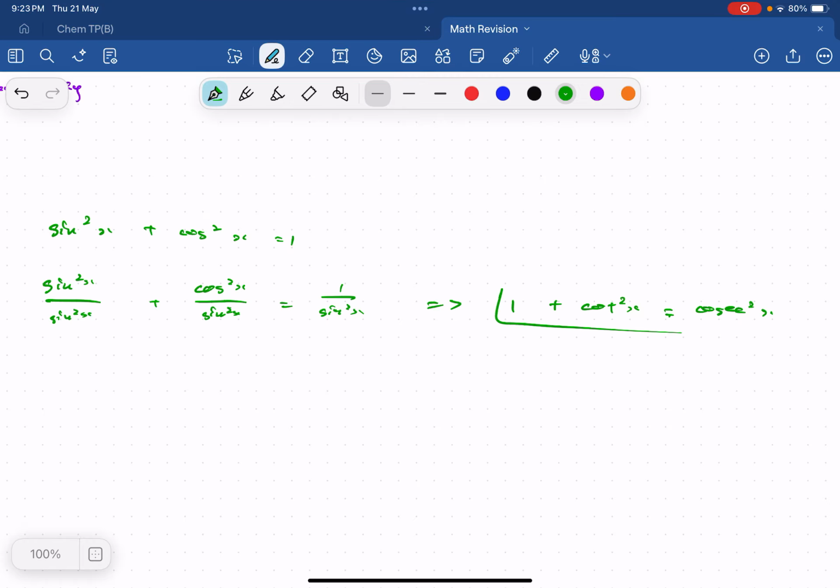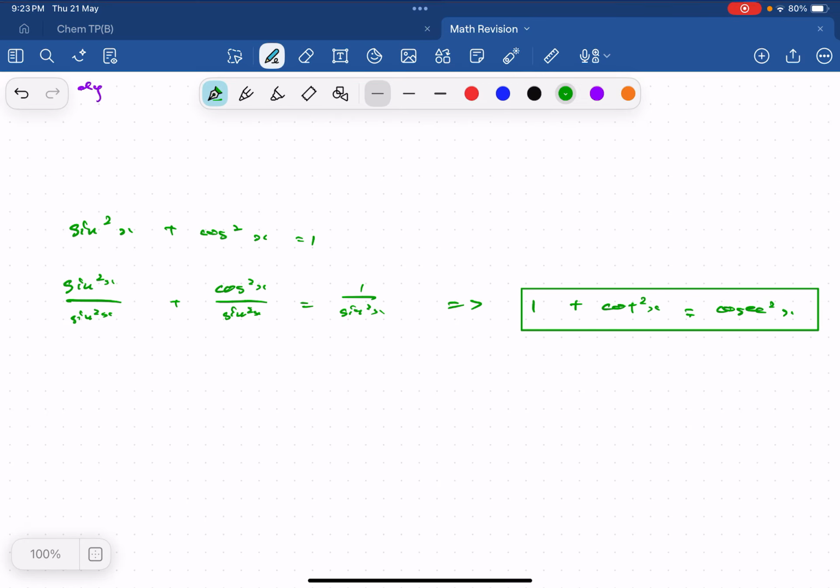So this, you might recall from Sec 3 as well, is a result of the Pythagorean identity. And also, if you divide across by cos squared instead of sine squared, you will get the following results. And you see that this is simply sine squared over cos squared, which is tangent squared, right? Obviously, this is 1 over cos squared, which is secant squared.